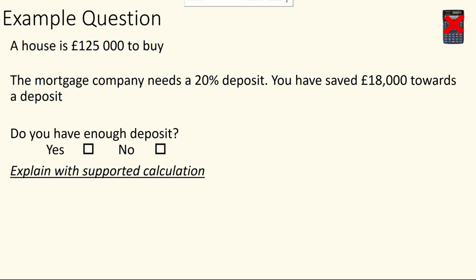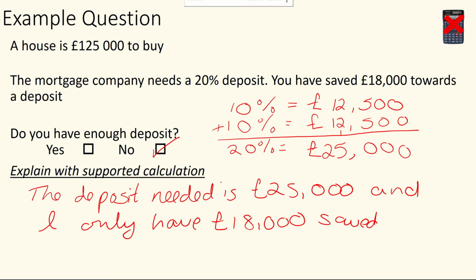Let's see how you got on. Here are my workings out. Overall, I found that no, I did not have enough, and I did this because I worked out 10%, which was 12,500, but I needed 20, so I added another 10%, and what I needed overall was £25,000. So the deposit needed is 25,000, and I only have 18,000 saved.